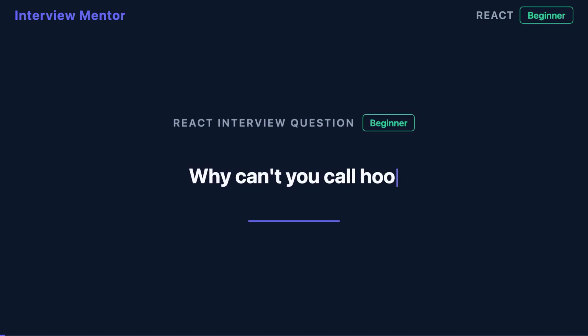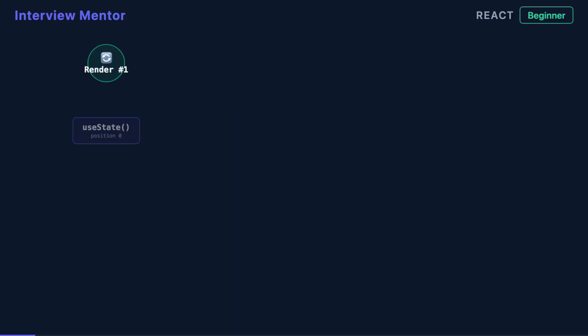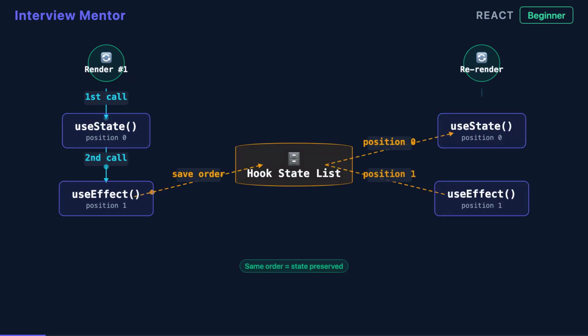You've probably seen this error. Hooks can't go inside loops or conditionals. But why does React enforce this rule so strictly? React doesn't track hooks by name. Instead, it relies entirely on the order you call them.